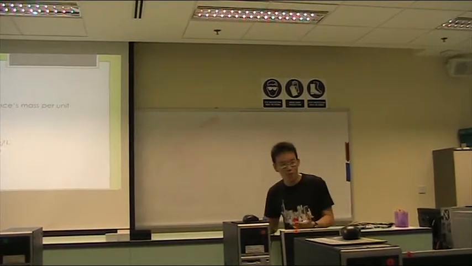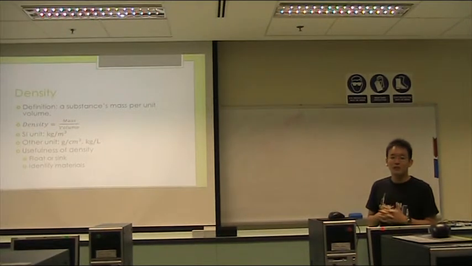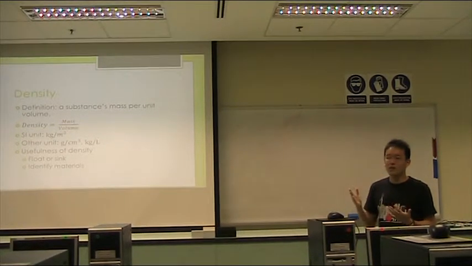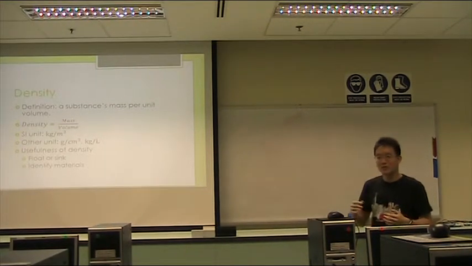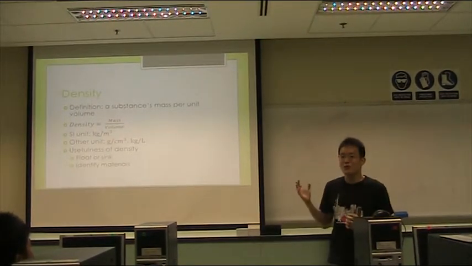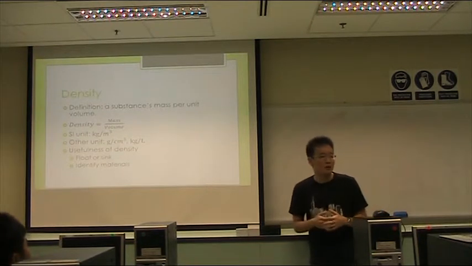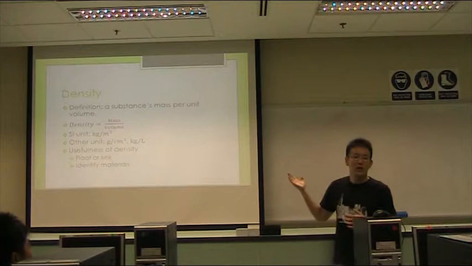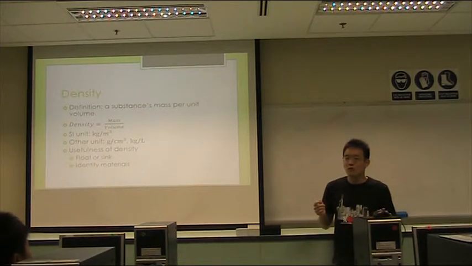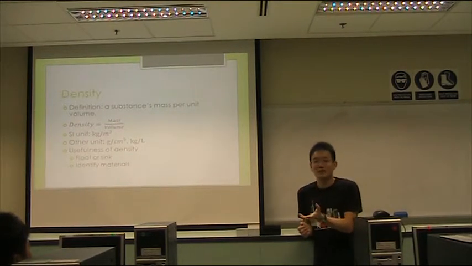So the definition of density is basically just mass over volume. This is the formula, mass divided by volume. The SI unit for density is kg per meter cube, because the SI unit for mass is kg and the SI unit for volume is meter cube. Some other common units for density are gram per cm cube and kg per liter. As long as it's mass divided by volume, it is a unit for density.